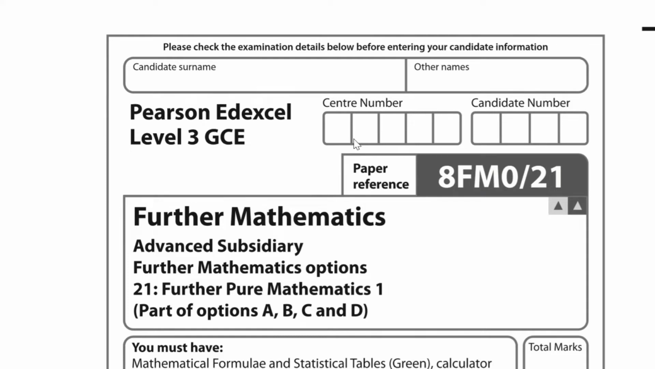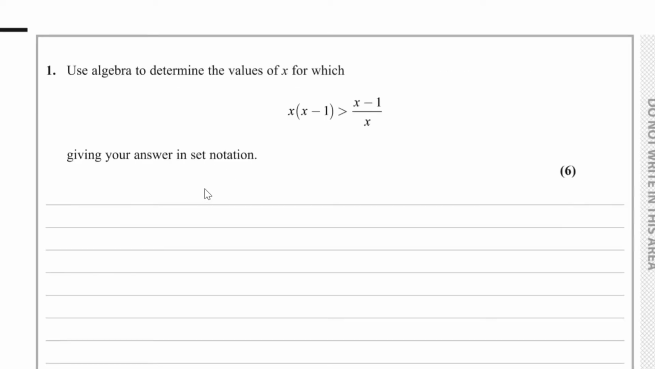This is the EdExcel AS Level Further Maths Paper 2, covering the FP1 module, and it's from the 2021 series. Question number 1. We have to use algebra to determine the values of x for which x lots of x minus 1 is greater than x minus 1 over x, giving the answer in set notation.